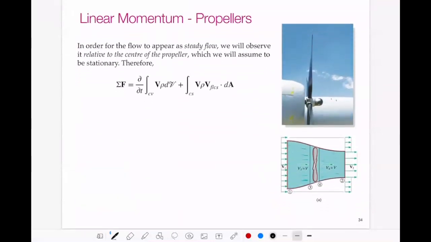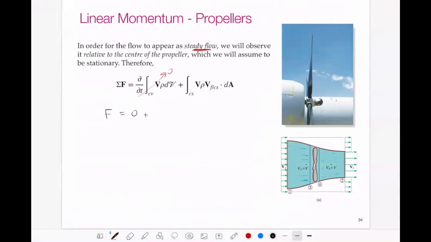So let's look at our linear momentum equation applied to a propeller. We can write this as the force acting on the fluid, the reaction force on the fluid. If we have a steady flow, this first term is just going to be 0 because our flow is steady. We're not accumulating mass inside our control volume over time. We're not accumulating momentum either. So our first term is just 0.